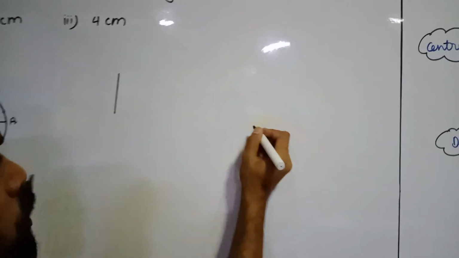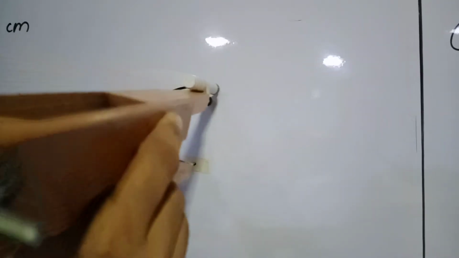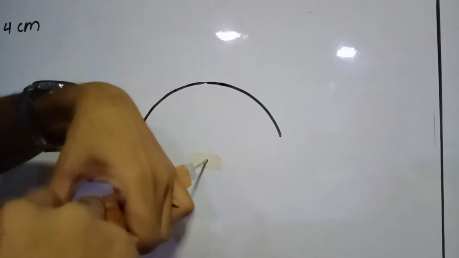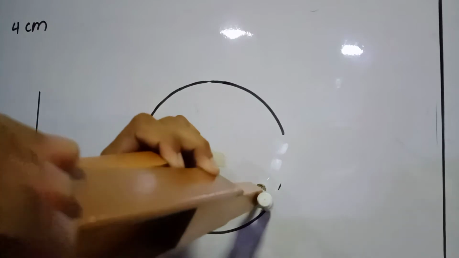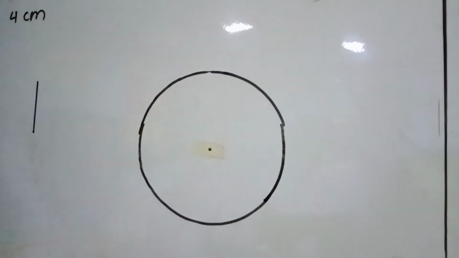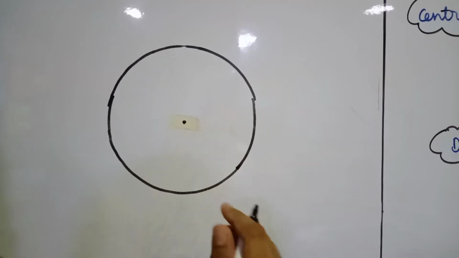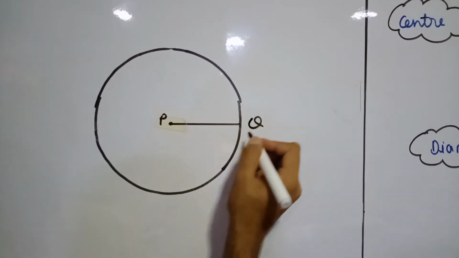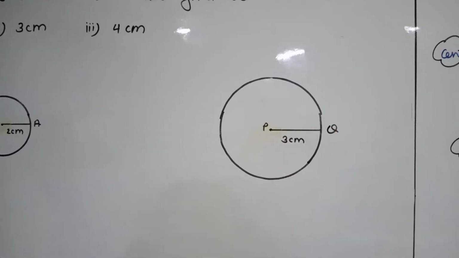Here put a center, and by using the rounder on that center, this way we can draw a circle. Now once again, from this center we have to join any one point on the circle like this and give the name. Here P is a center, then Q, that is 3 centimeter.